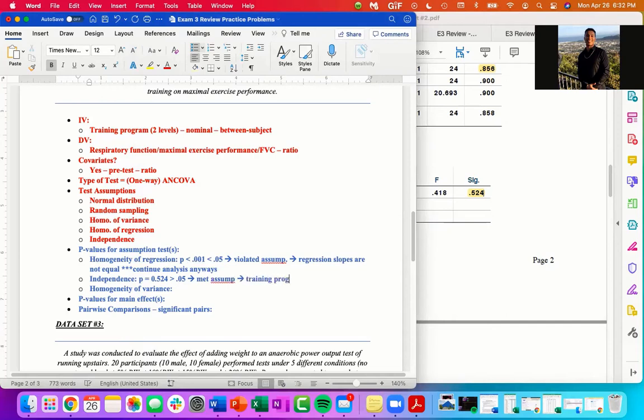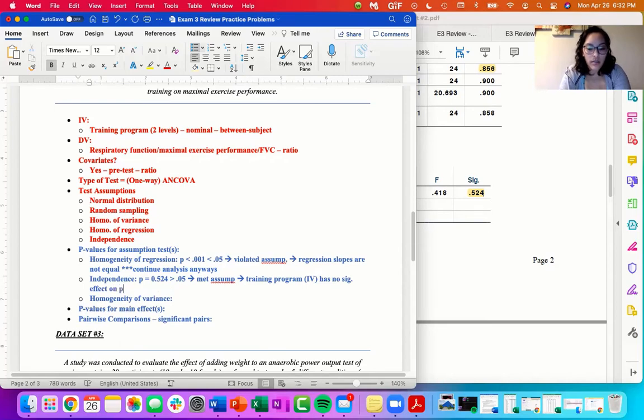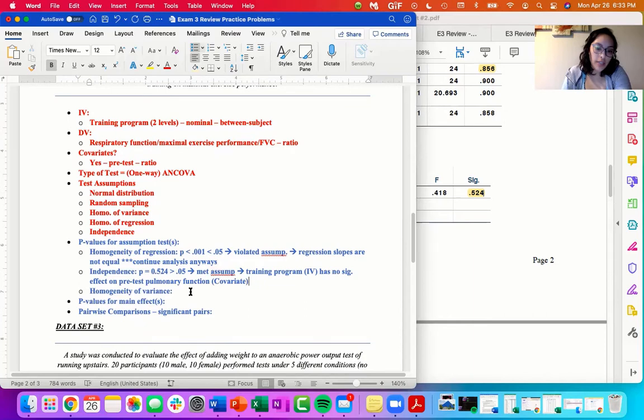Training program, and I'll put in the variables too if that helps. Training program has no significant effect on pretest. We'll call it pulmonary function, that's fine. And that's our covariate. Okay, so that's what we want. That's a good thing. Check, check.